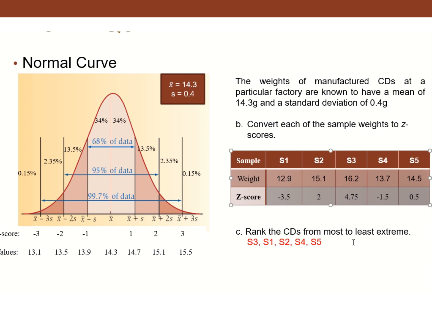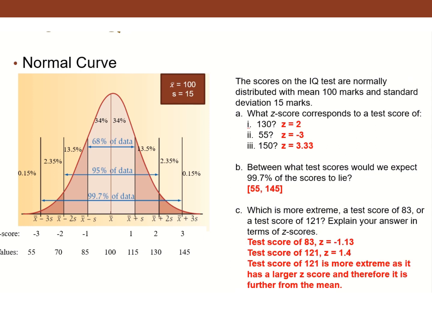What is most extreme? Most furthest away from the mean. Which is the furthest away? Don't look at negative and positive. Look at how far away it is. This one, right? 4.75. So you start with S3. Then you have S1, S2, S4 and S5. So you look at how far away. Don't look at the negative and positive, okay? Look at how far away it is. All right. And this is pretty much quite direct.